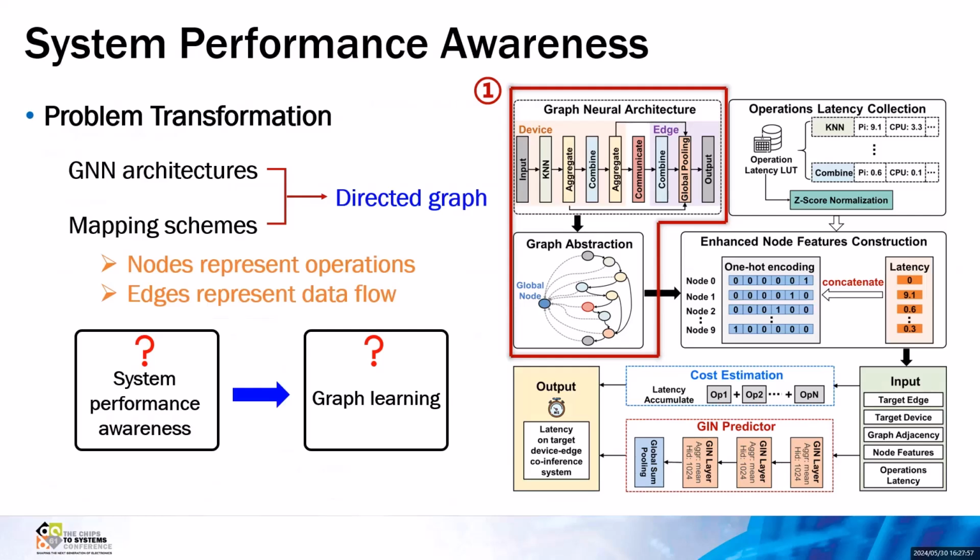To address this, we designed a predictor for efficient and scalable performance awareness. Specifically, by embedding the mapping scheme into the architecture, we can transform the performance awareness problem into a graph learning problem. So we abstract the GNN architecture and its mapping scheme as a special graph structure, where nodes represent operations and edges represent data flow. In this manner, we only need to learn the graph information to estimate the system performance. Given that GNNs excel at handling such problems, we designed a GNN-based predictor to learn the architecture graph.